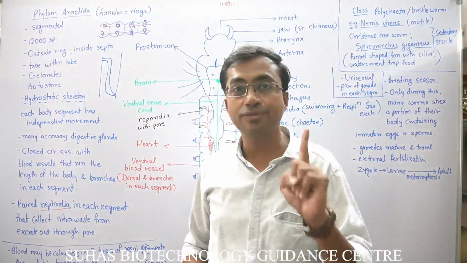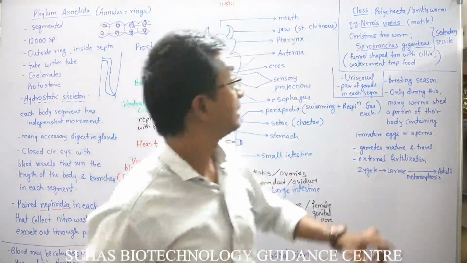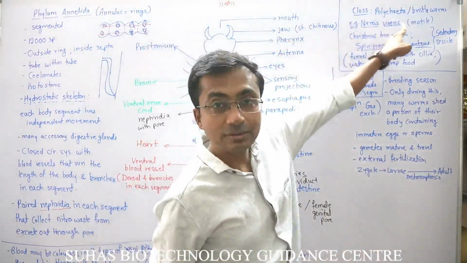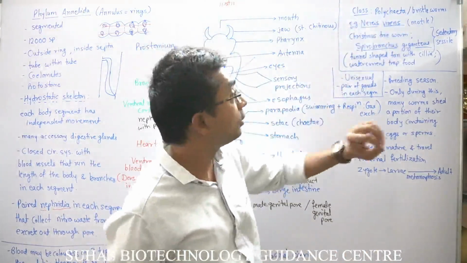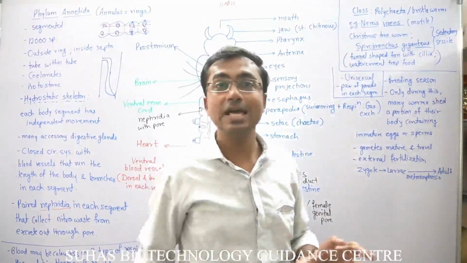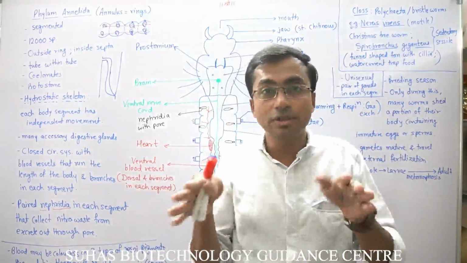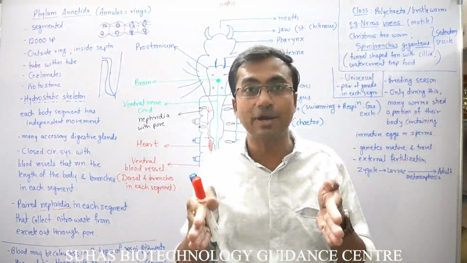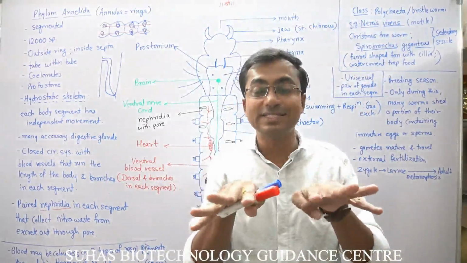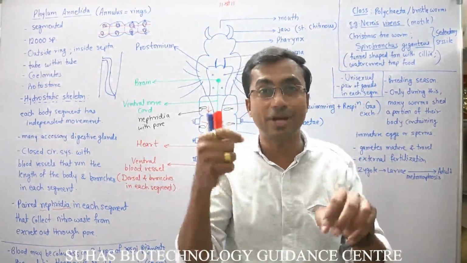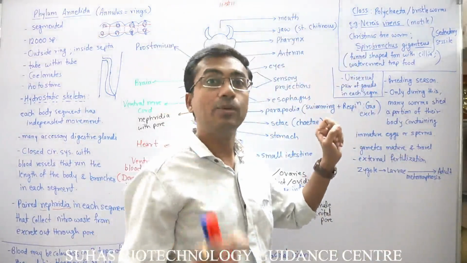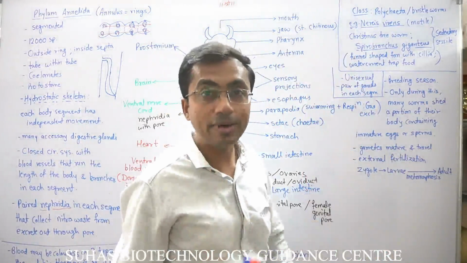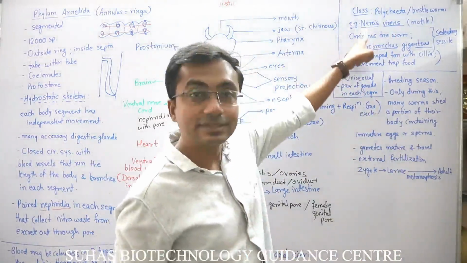The very first class is class Polychaeta, which involves polychaete worms, also called bristle worms, as they have many setae on both sides of their segmented body, and because of that these setae look like the bristles of a brush, and that's why they are called bristle worms. In that, the most important and the most common example is Nereis.